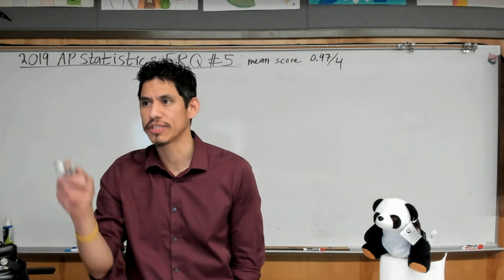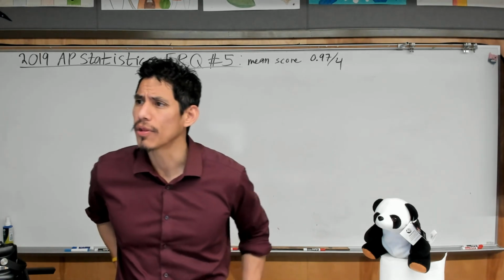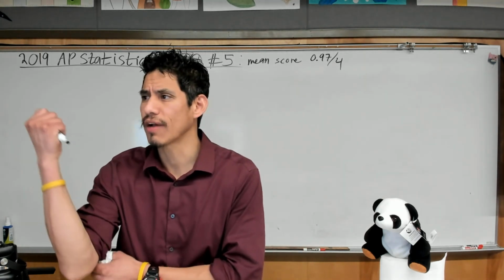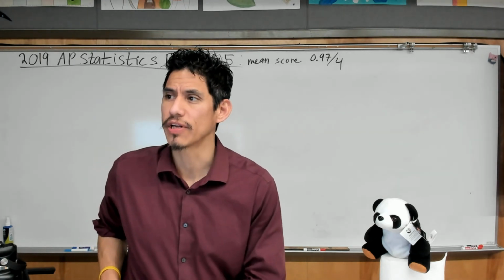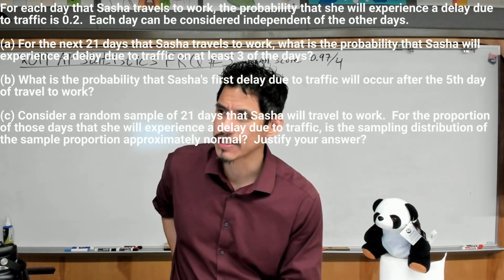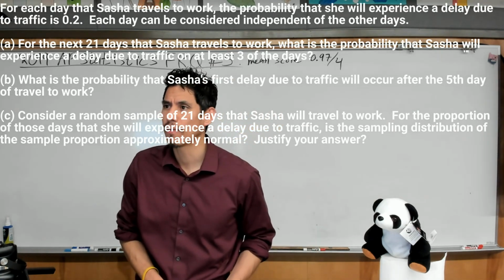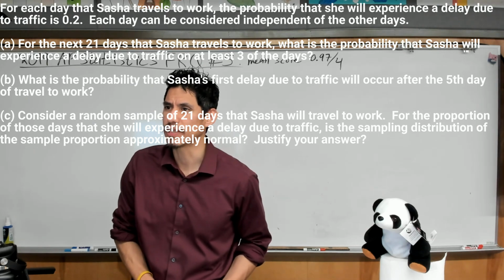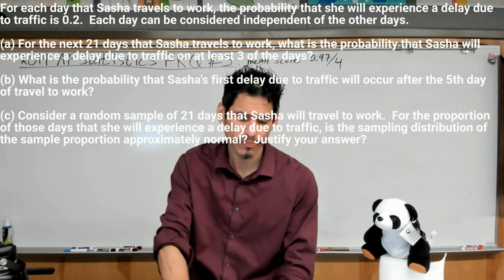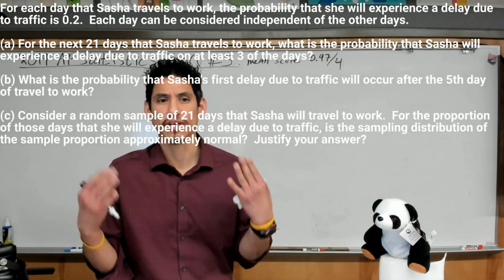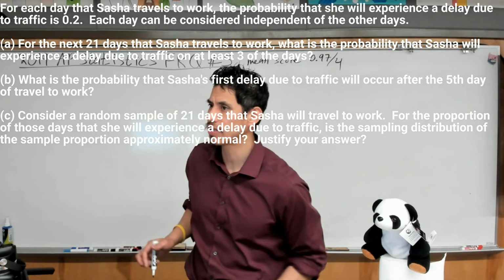So it says for each day that Sasha travels to work, the probability that she will experience a delay due to traffic is 0.2. Each day can be considered independent of other days. For the next 21 days that Sasha travels to work, what is the probability that Sasha will experience a delay due to traffic on at least 3 of the days? Okay, so this essentially is going to be a binomial probability calculation.